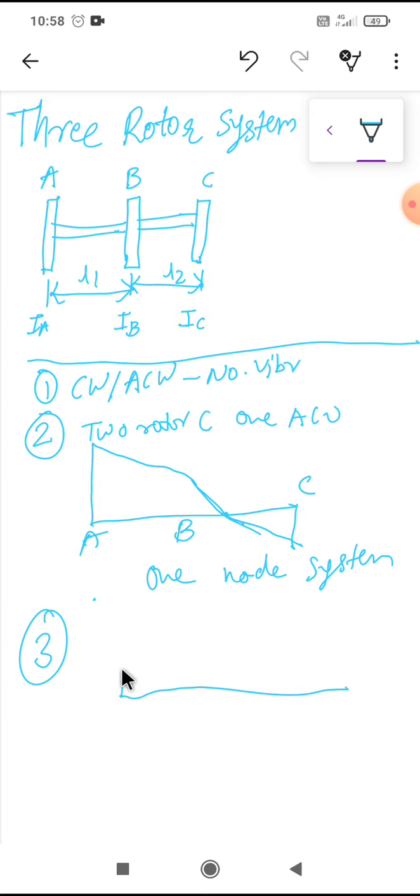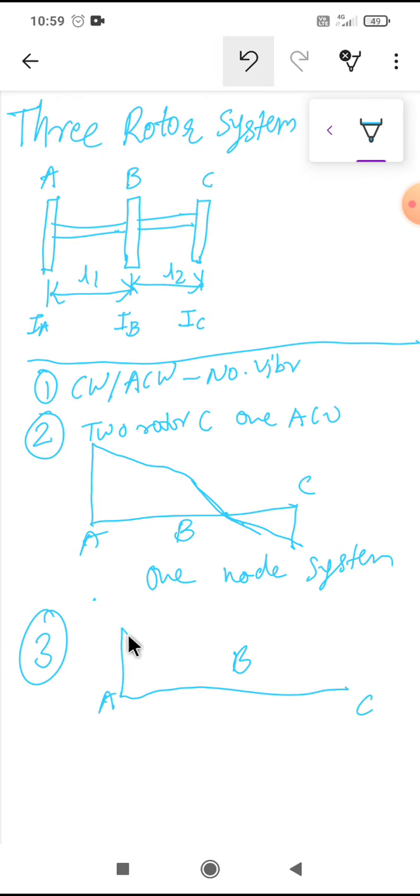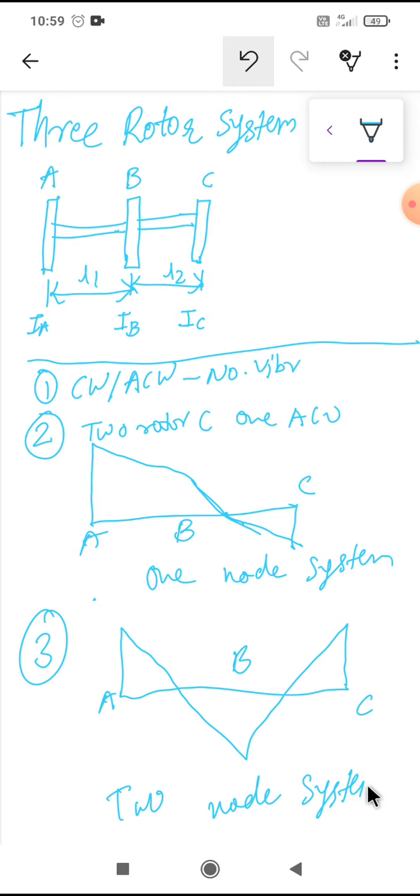This will be the diagram. This is A, this is B, and this is C. I made a mistake here, so I'll just draw it once again. So here we have got a two node system.